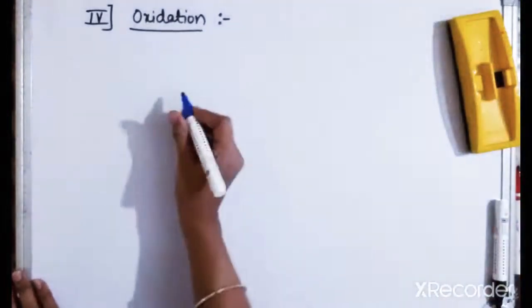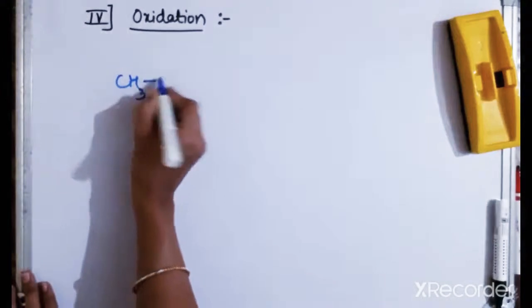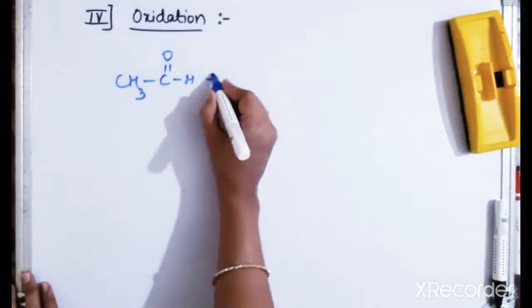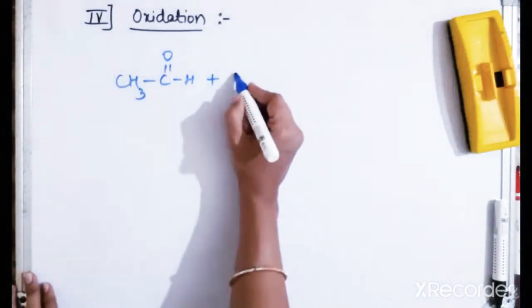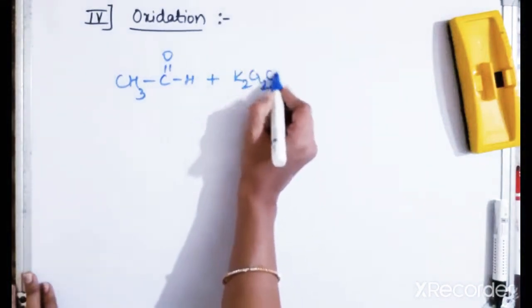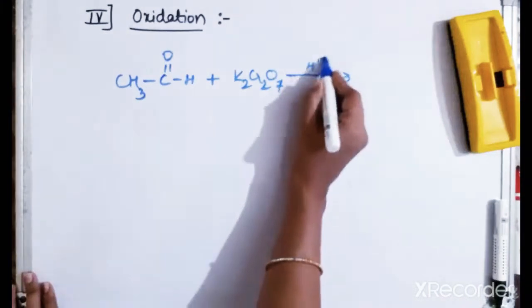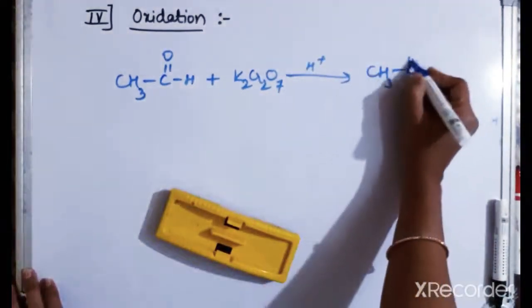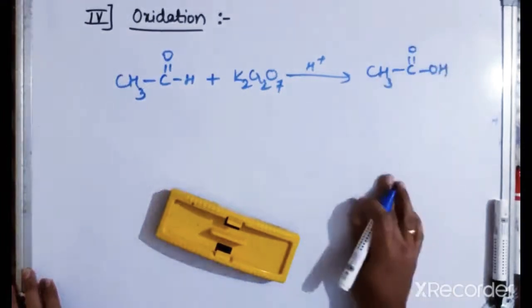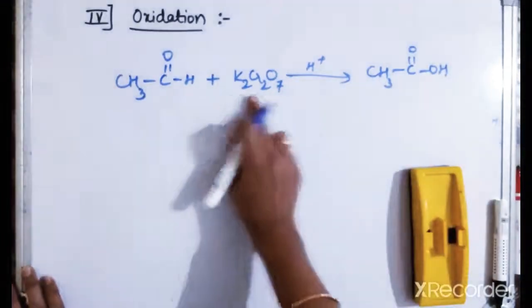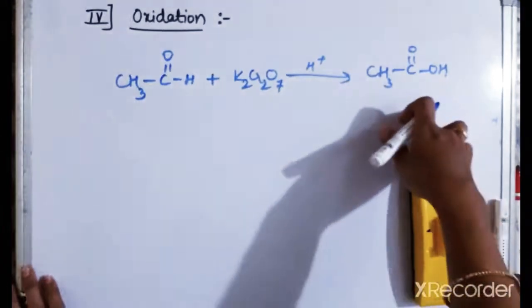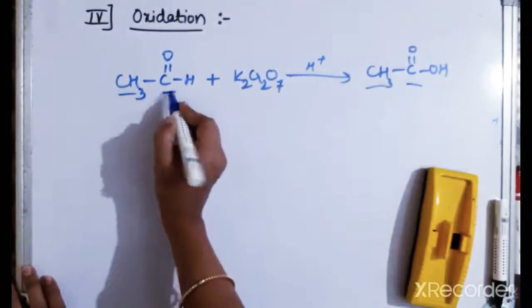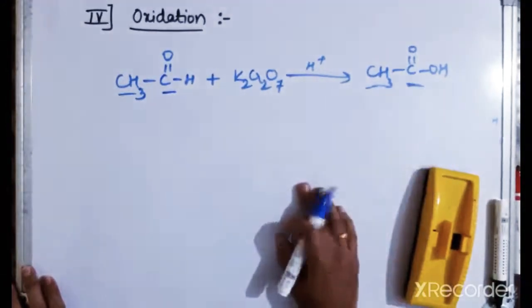If I take an example of an acetaldehyde, again a simple one. If this is treated with potassium dichromate in acidic medium, which is an oxidizing agent, what you are getting as a product, acetic acid, will be the product formed. In a mild oxidizing agent also we get the same product. Carboxylic acid, the number of carbon atoms will be the same. Here also we have 2 carbons, here also we have 2 carbon atoms.